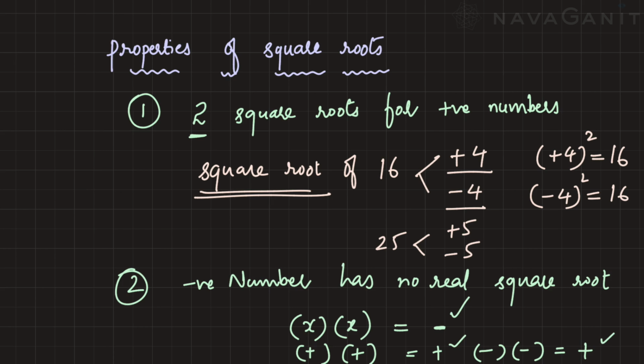So there is no way I'll get a negative number. A negative number does not have a real square root, and also it cannot be represented on a number line. For example, the square root of minus 9 is not a real number.